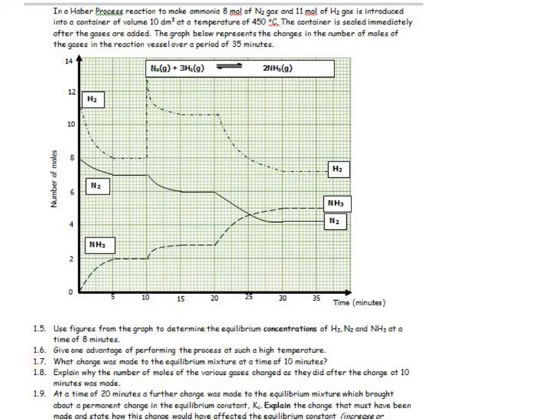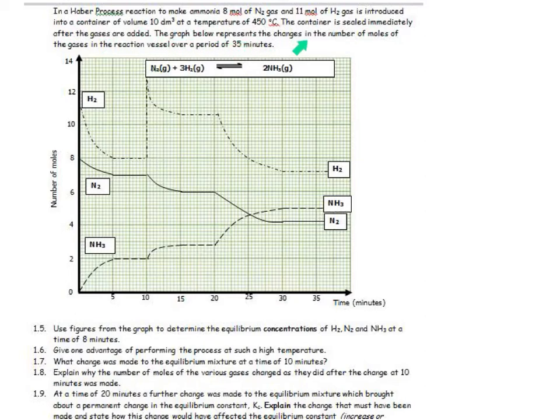Here we have a reaction. Again, it is the Haber process, and they tell us quite a lot about it. In the Haber process, we've got 8 moles of nitrogen and 11 moles of hydrogen introduced into a certain container of 10 decimeters cubed at a certain temperature. The container is sealed immediately after the gases are added.